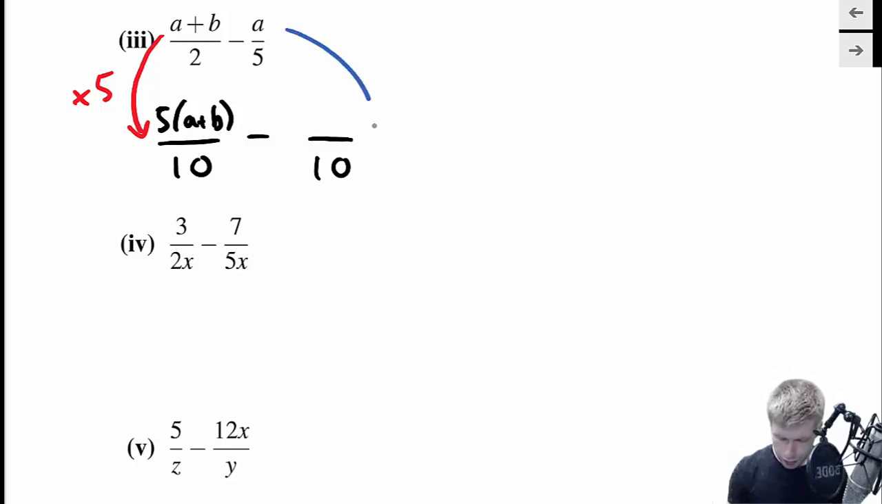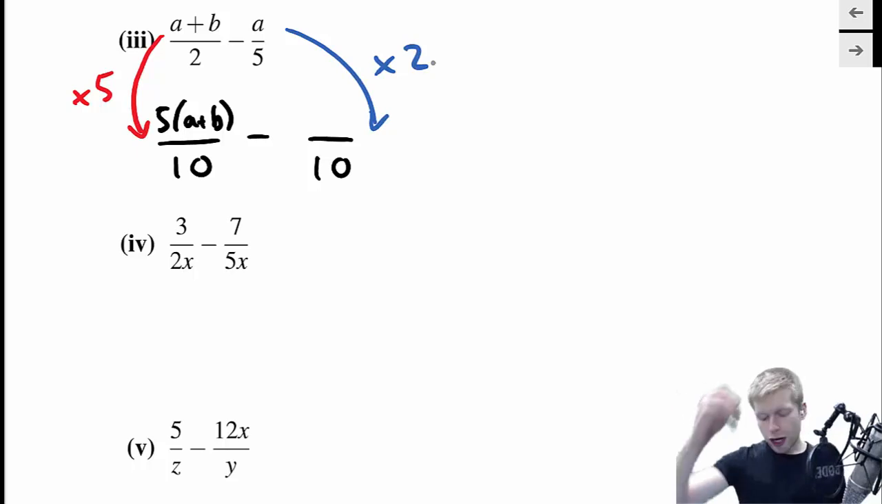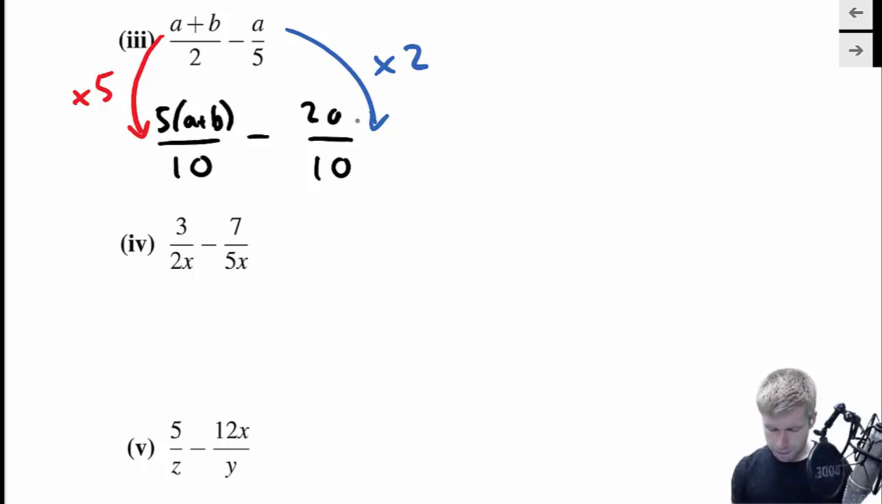Let's think about the second one. Well, what have I multiplied a over 5 by in order to end up with 10 on the denominator? I must have multiplied by 2. So that means that I also need to multiply the numerator by 2, which leaves me with 2a.